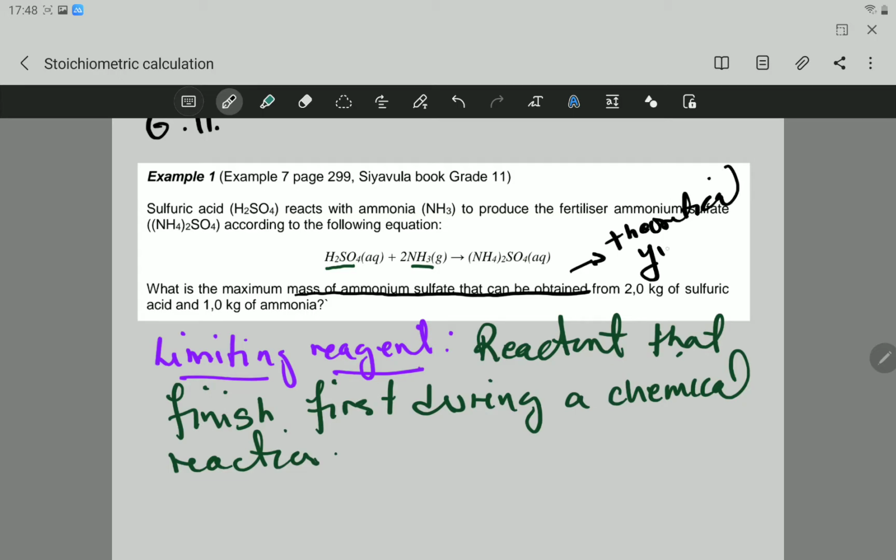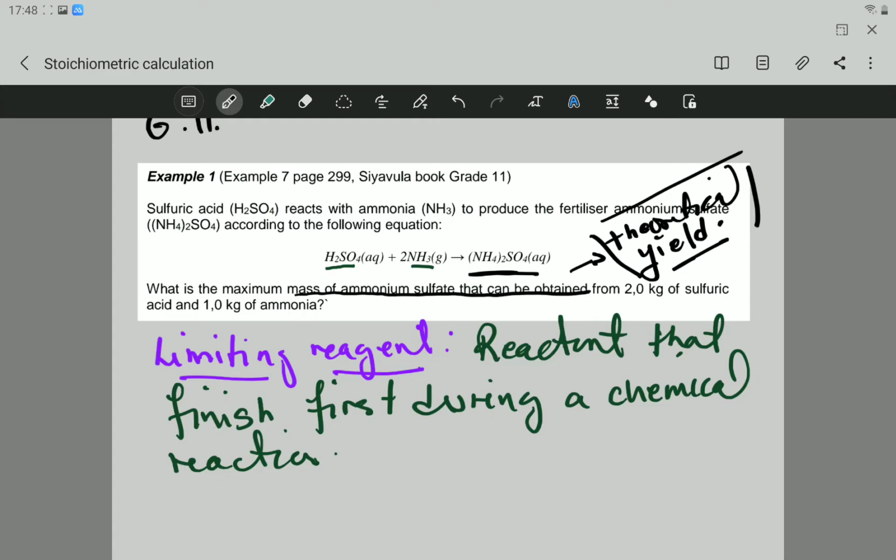That is the theoretical yield. How much ammonium sulfate can we form from this chemical reaction? In order for us to know that, we need the limiting reagent, because that one is going to tell us how much of this will be formed. So what is the maximum mass of ammonium sulfate that can be obtained from 2 kilograms of sulfuric acid and 1 kilogram of ammonia?